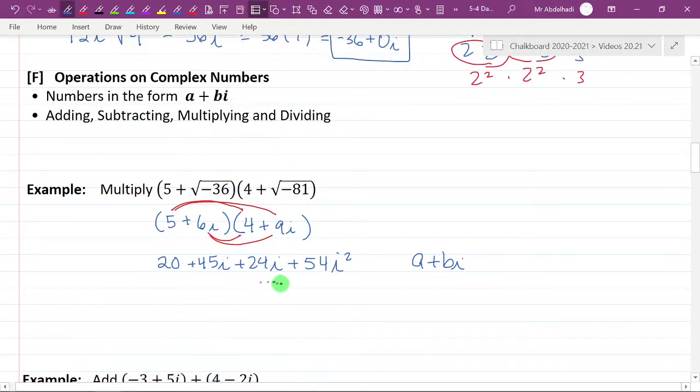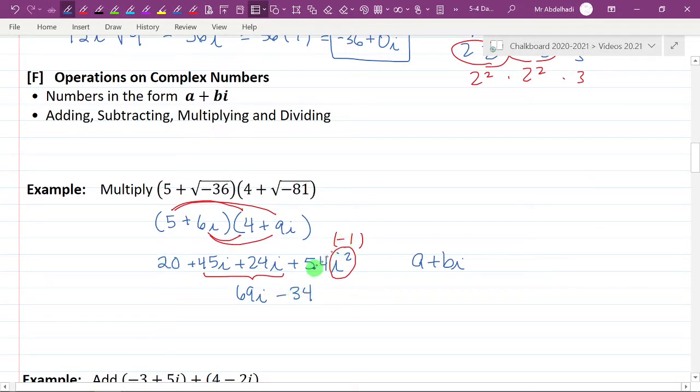Well, one thing we can definitely do is combine like terms in the middle here, right? These two add together. And that's going to be 69I right there. 45 plus 24 is 69. And they're both I. You're adding, so you're not going to have an I squared. This right here is an I squared. This is going to become a -1. So you're going to multiply 54 by -1. So actually this is negative 54 right here. So 20 minus 54 is negative 34, right?